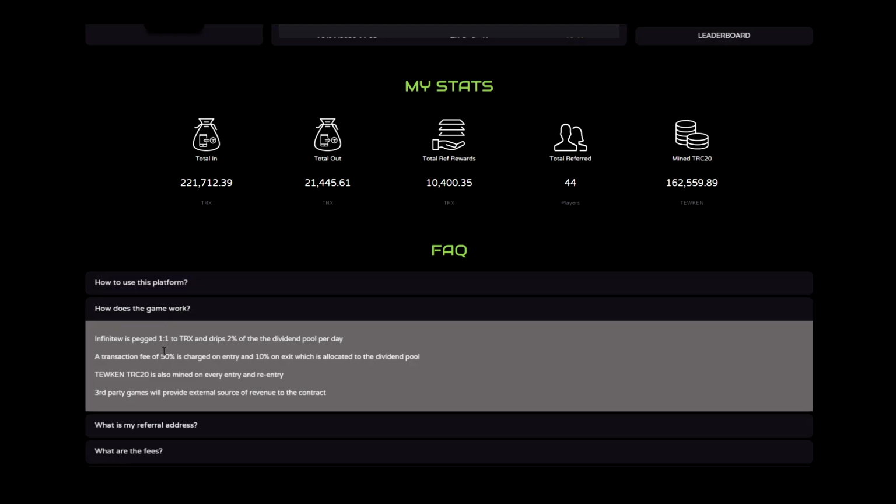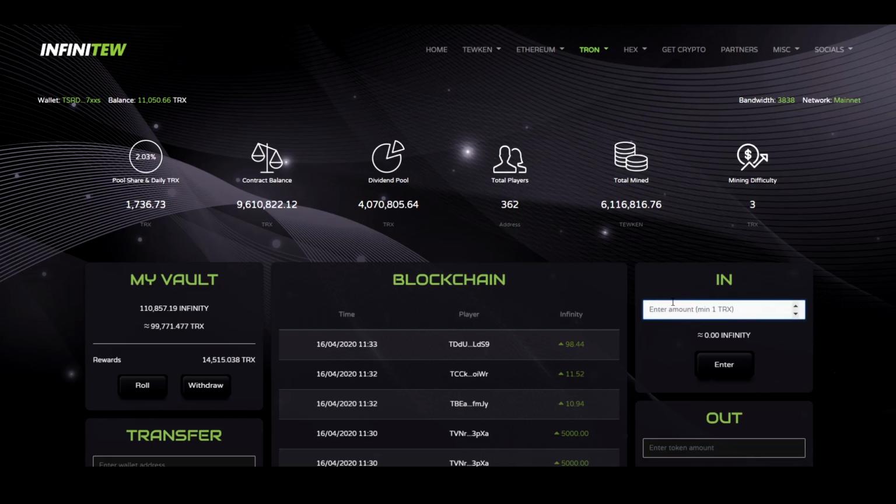Infinitew is pegged 1-to-1 to TRX and drips 2% of the dividend pool per day. A transaction fee of 50% is charged on entry and 10% on exit, which is allocated to the dividend pool. Tewken, the TRC20, is also mined on every entry and re-entry. So when users deposit here, their TRX, 50% of it goes here, and 2% of this drips to the rewards.